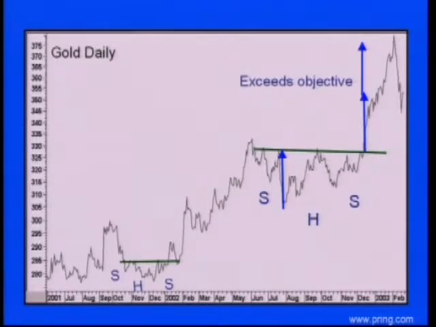And this is something I didn't mention before, but sometimes you can make the measuring objectives or the multiples thereof become potential support or resistance levels. So if it exceeds the first objective, then the next place to look for a possible reversal would be the second price objective.